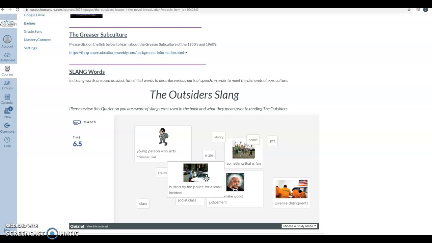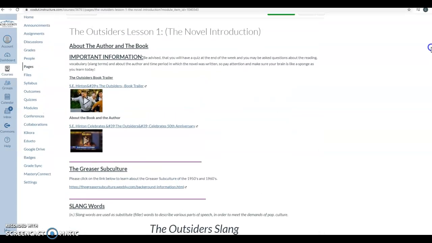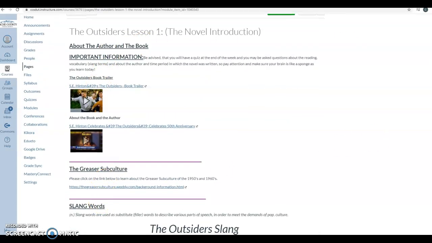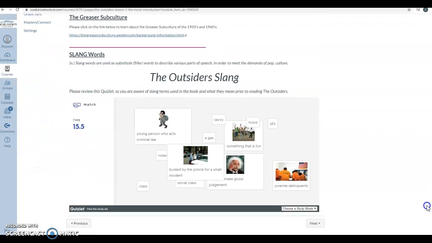Okay, so this is everything you need to complete today. You're going to complete the first part here, this part, and this part. If you have any questions or concerns, then please reach out and contact me at chris.bagley@ccsdut.org.